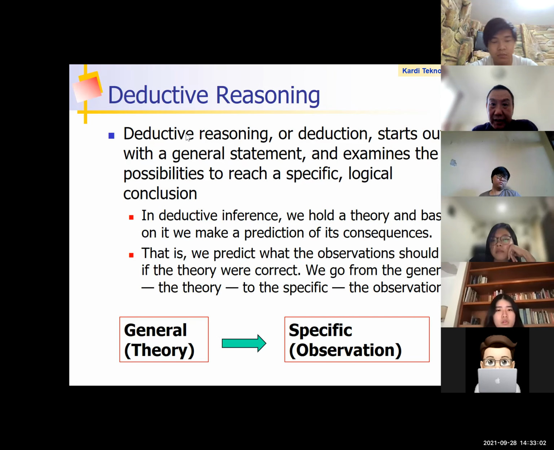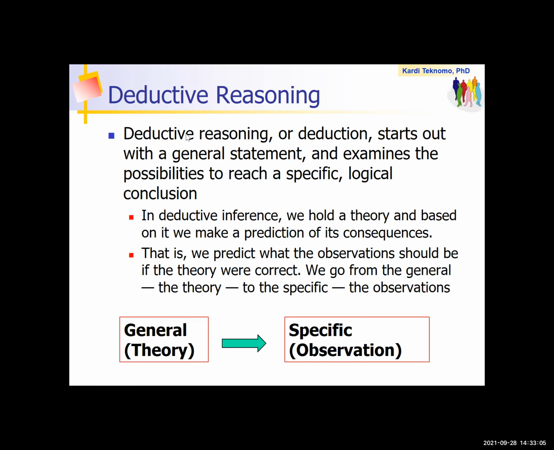Deductive reasoning, or sometimes we call it deduction, starts out with a general statement. You have a general statement, and then you examine the possibility to reach a specific or logical conclusion. So from general to specific. What is general? Usually general is a theory. You have some concept. And what is specific is the observation.